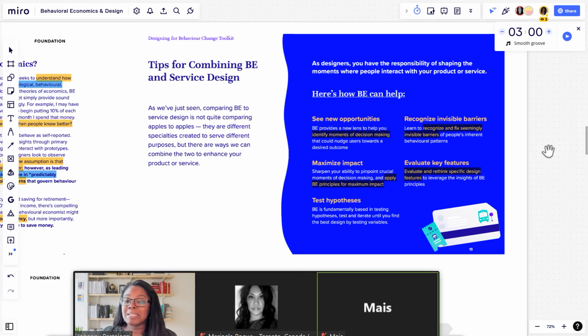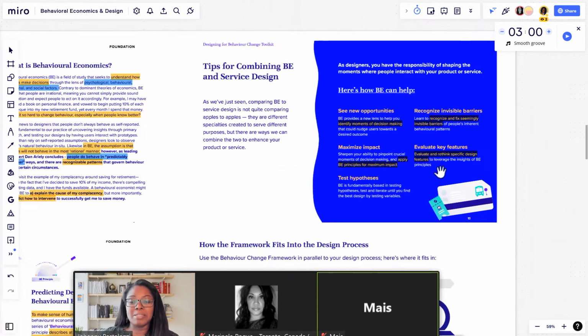And then it helps us maximize impact by using the right tools, the right principles. We can maximize the use of our applications and maximize the experience and provide something that is of value both for users and our business. Then it helps us also evaluate key features. If we want to tweak and improve and enhance an application, we can do that through this field. And finally, it helps us test hypotheses to understand what are the different variations of a feature that may help us achieve what we are interested in our business.